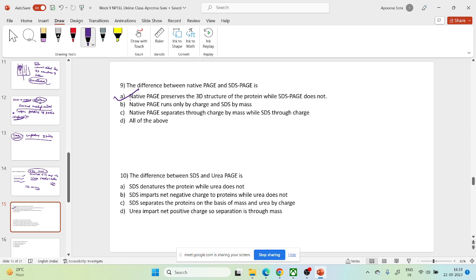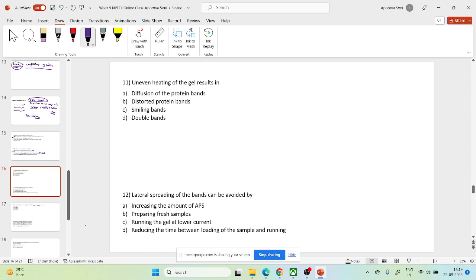Yes. So both are denaturing proteins. This cannot be the right answer. SDS separates a protein on the basis of mass. Yes. And urea by charge? No. Urea separates by charge to mass ratio. And urea imparts net positive charge? No. Nothing like this. Then next question.